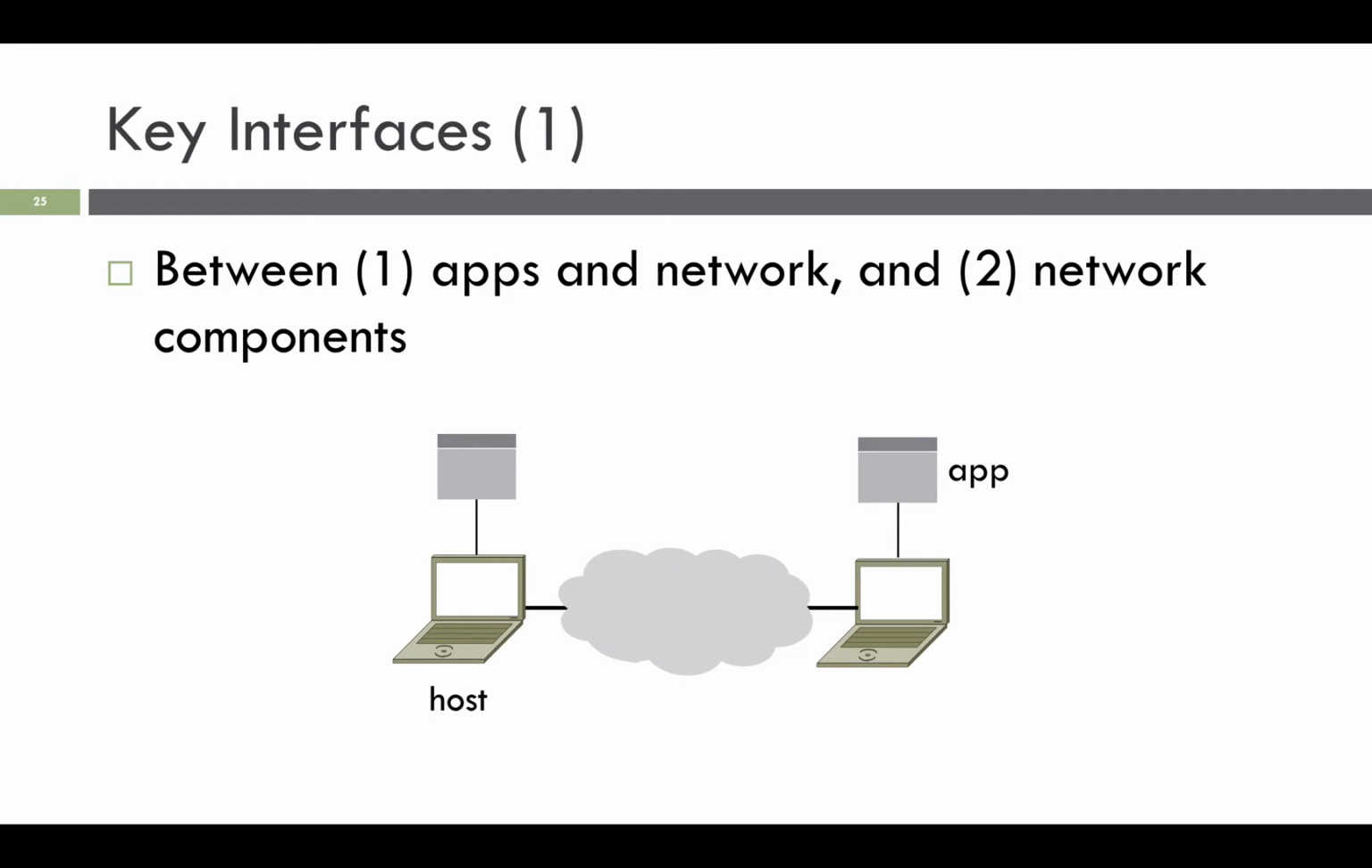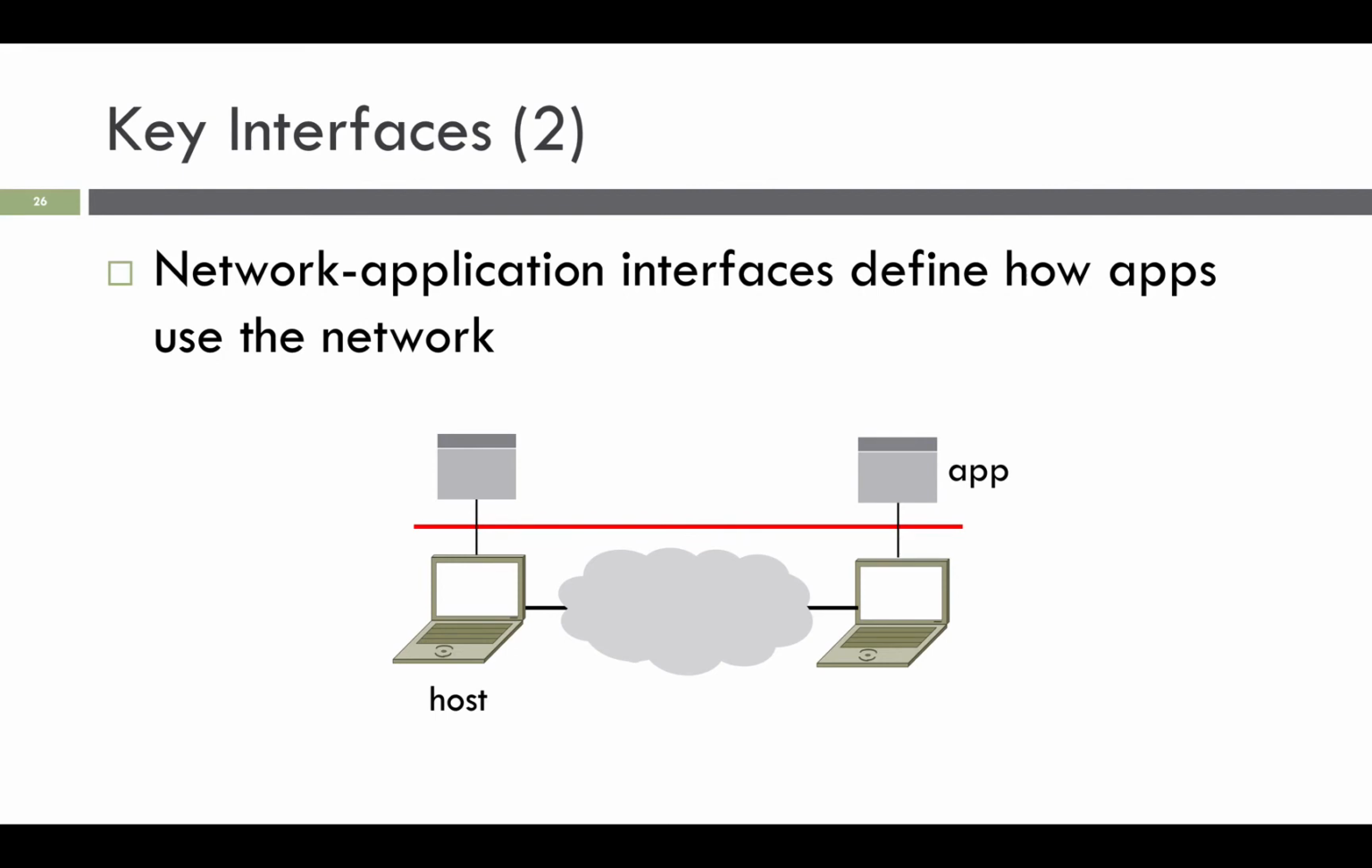Networks have several key interfaces, which are between the apps in the network and between the network components. Interfaces are important because each component has its own method or language of communicating. The interface is the bridge or translator between the components. The interfaces of the network application define how apps use the network. An app needs to know how to communicate with the network to send or receive data. An application is virtual and uses logical connections, and the network is physical.